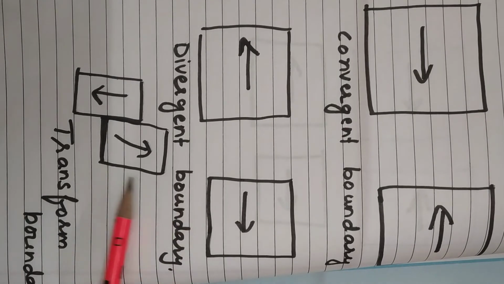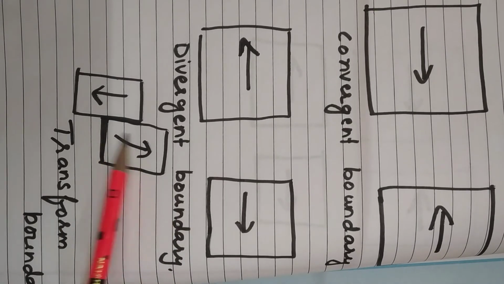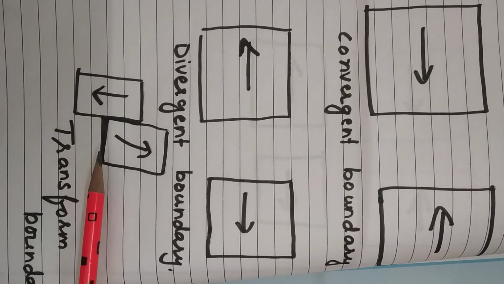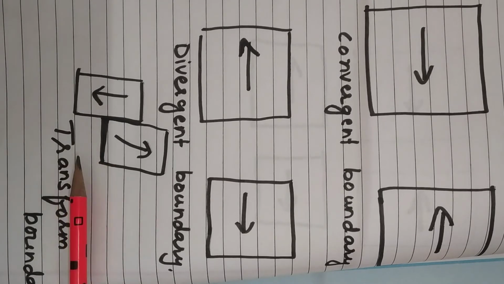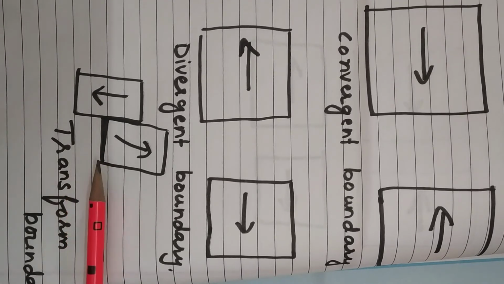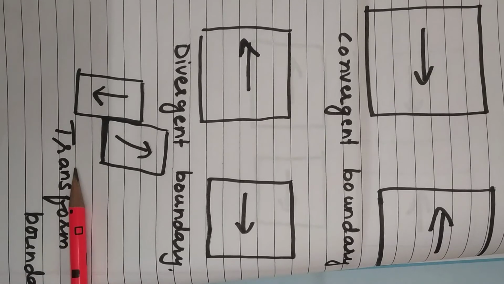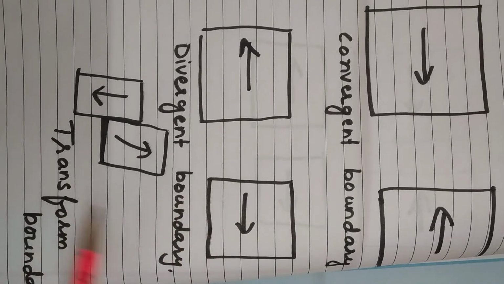And in the event of 2 plates coming together, they may either collide and crumble, or one may slide under the other. At times, they may also move horizontally past each other and form the transform boundary. Because of these 3 types of movements, these physical features are formed.